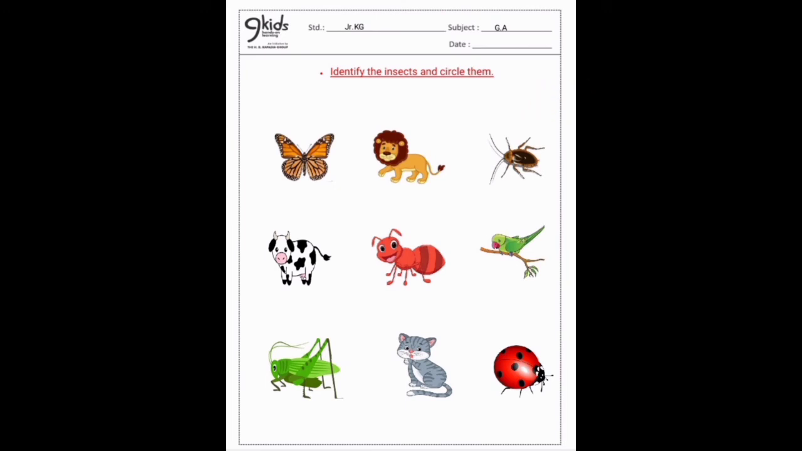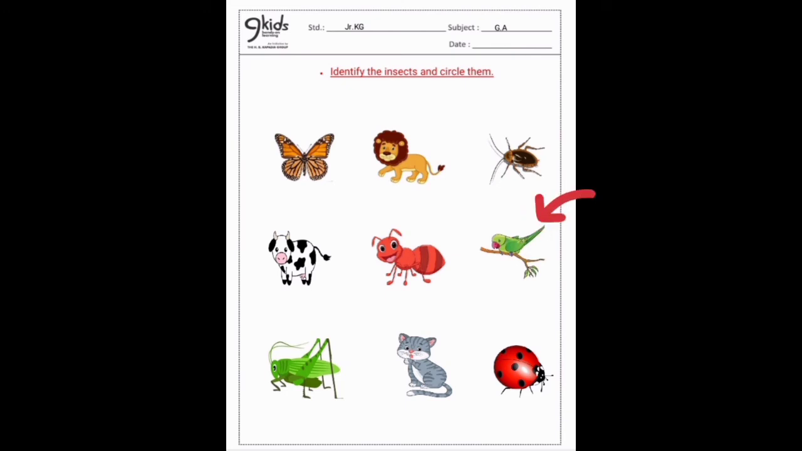Now, let us see next picture. This is a cow. Cow is a domestic animal. So, we will not circle the cow. Let us see the next picture. This is an ant. Ant is an insect. So, we will circle the ant.